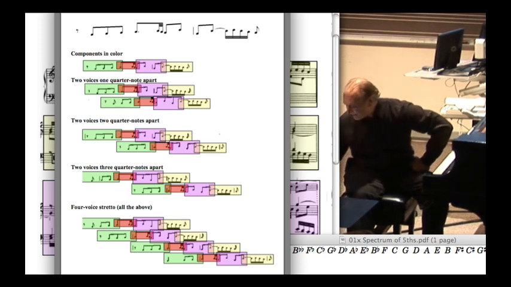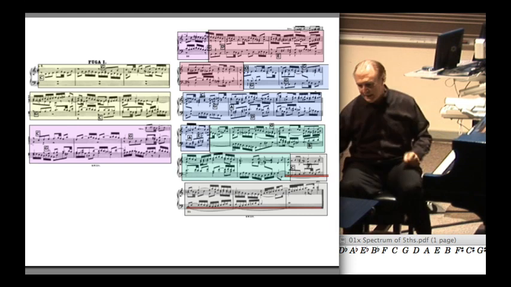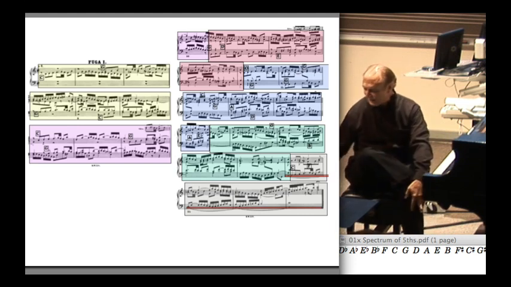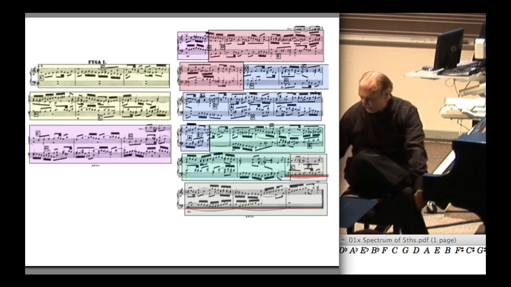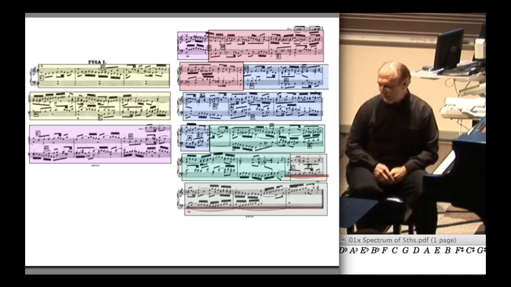So now let's look at the whole piece. Okay, here's the fugue. So once you've discovered you've got all these great things you can do, the next thing is to try to figure out how you're going to put it all together. And what's interesting is it's hardly, I think, what you expect.